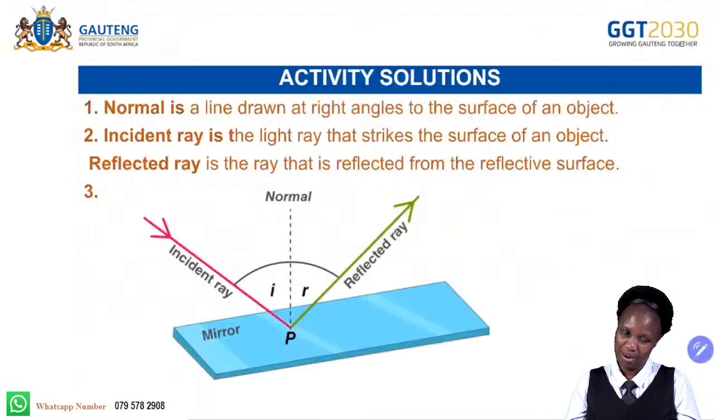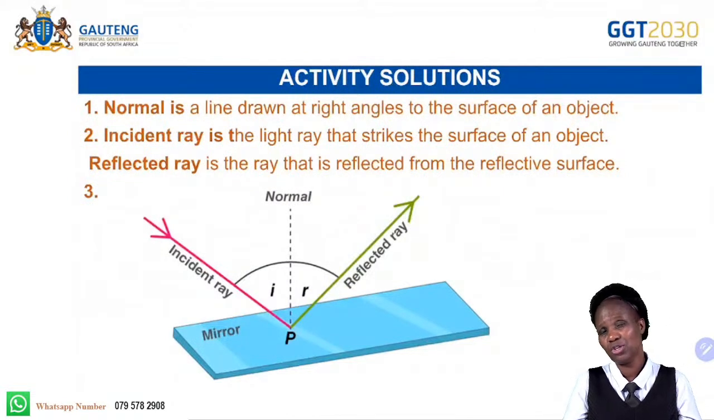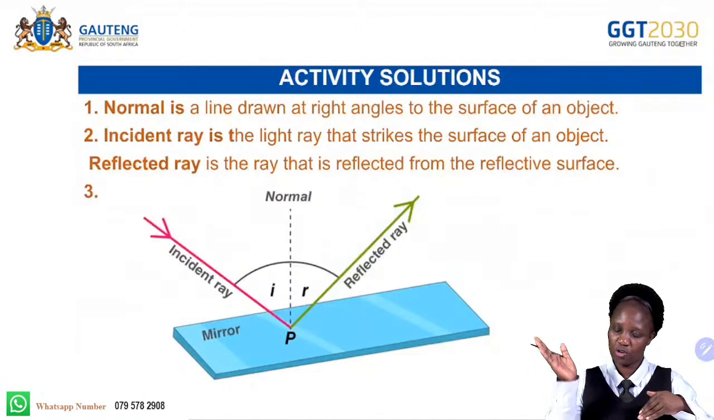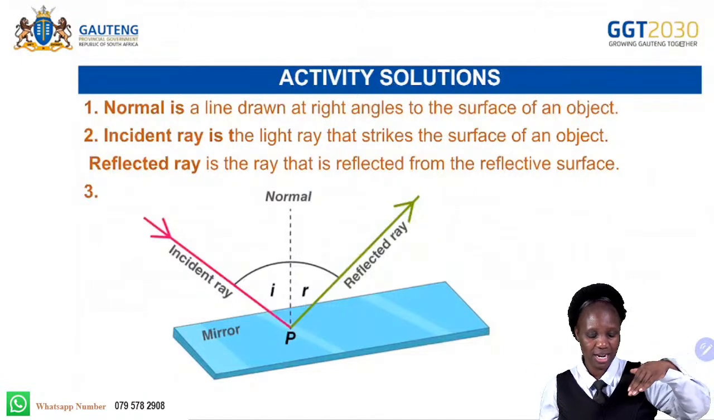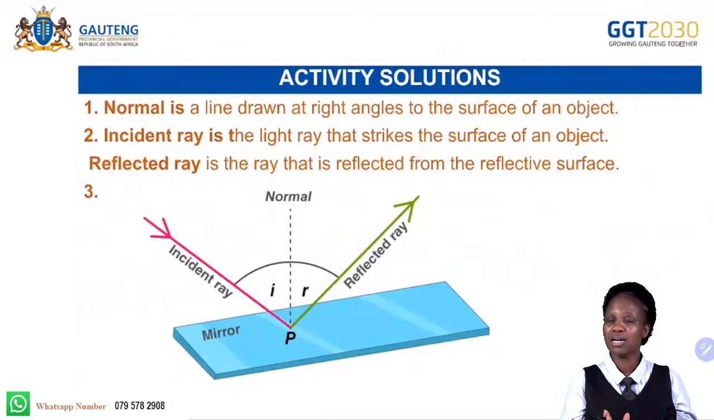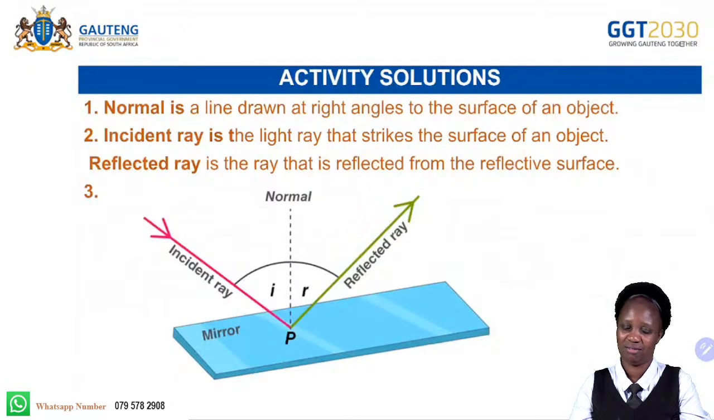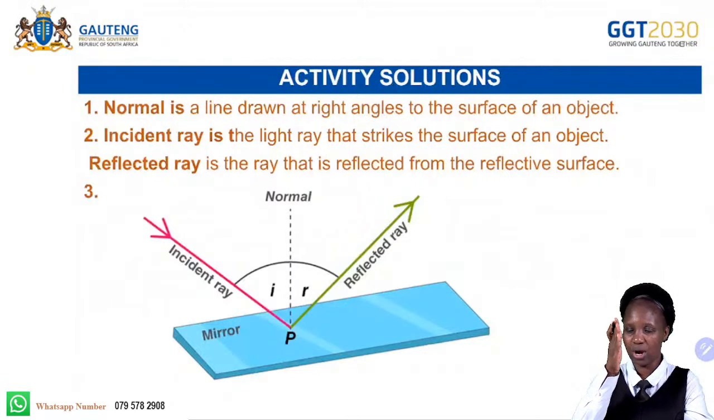Question number 1 says, what is a normal? As you are answering, you know that a normal is an imaginary line. We've got an incident ray, which is the one that is coming in, and a reflected ray, which is the one that is going out. Then we've got a normal, which is an imaginary line. The normal is a line that is drawn at right angles to the surface of an object. It is drawn at a right angle.